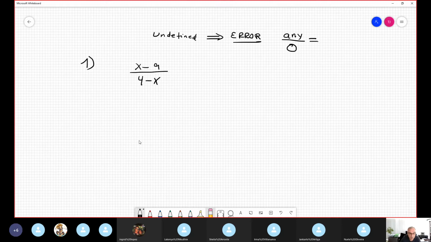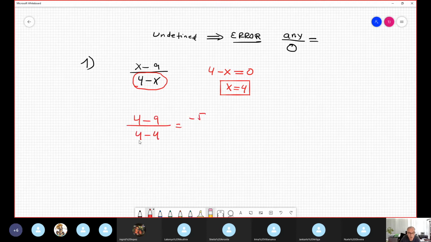Then you take the expression at the bottom. I don't care about the expression in the top. The only guy that can produce undefined is the bottom part, 0. And you enforce it to be 0. And you solve this elementary equation, x equals 4. And it's logical, no? So you plug in 4 here, 4 minus 9 divided by 4 minus 4, it's negative 5 divided by 0, and division by 0 is undefined. And this is the answer. The value to make the rational expression undefined is 4.